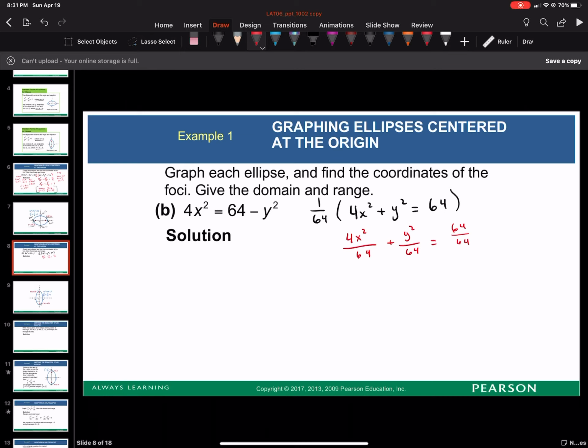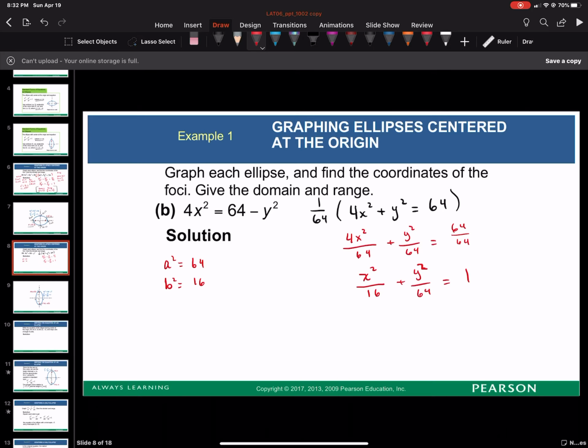Then we will reduce everything. So this is going to be x squared over 16 plus y squared over 64, which is equal to 1. And let me make sure this looks like a 2. All right. So now we know that this is going to be a vertical ellipse because the a is under the y squared. So your a squared is equal to 64. Your b squared is equal to 16.